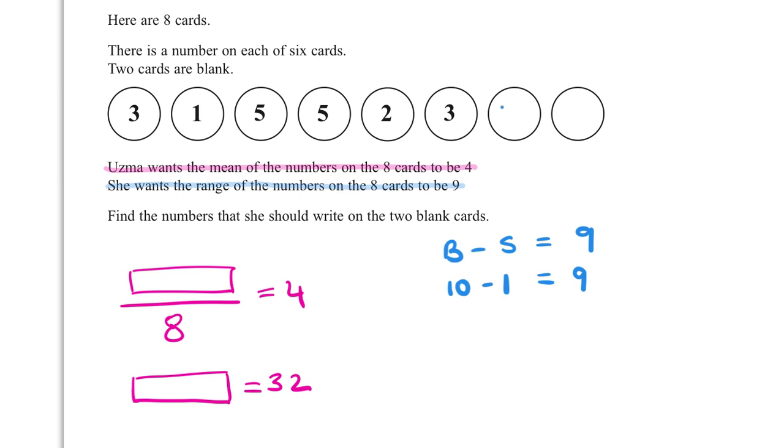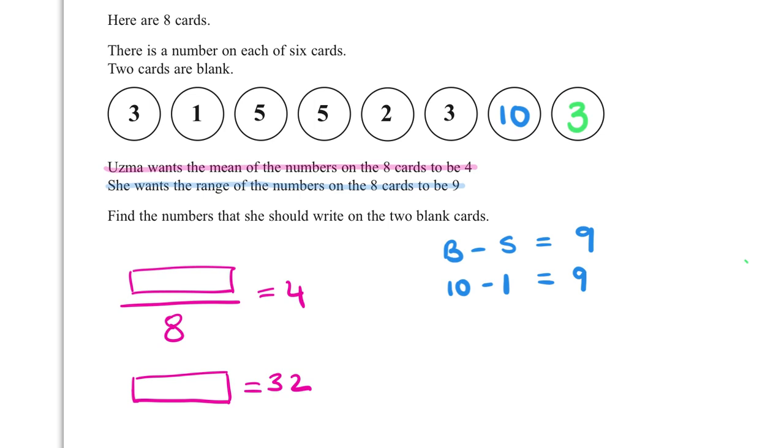So this means one of these could be 10, couldn't it? Yeah? So, and the sum needs to equal 32. Well, let's see first. So let's add up what we have. 3 plus 1, 4, 9, 14, 16, 19, 29. What other number would I have to add? 3. Okay, brilliant. So this would have to be 3. But then this gives us the numbers that we should write on the 2 blank cards, right?